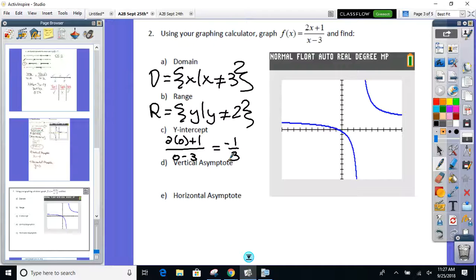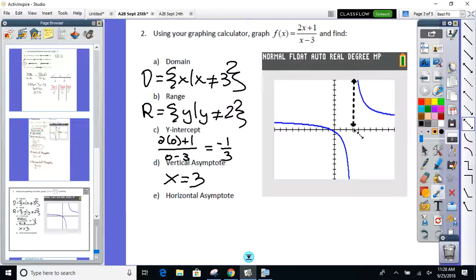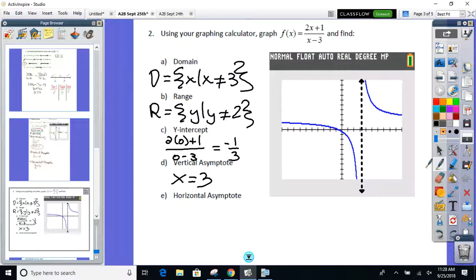Any questions so far? How we're finding these? Vertical asymptote. What's that associated with? Your domain. All right, so my vertical asymptote is x equals 3, that vertical line going down at x equals 3. And what about horizontal asymptote? Don't just give me 2. Y equals 2. Yep, matches the range. Got it.